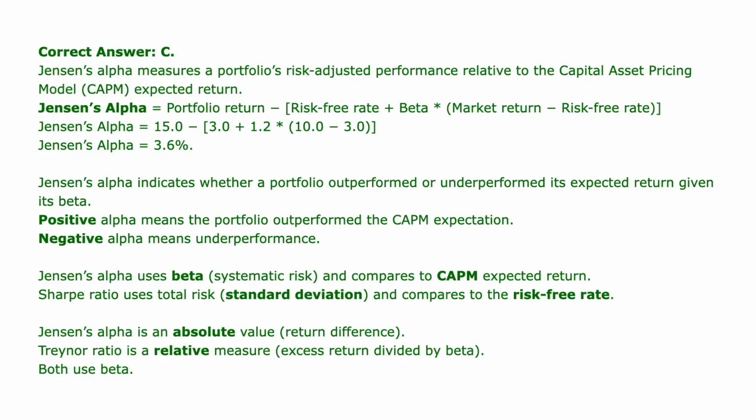Jensen's alpha equals portfolio return minus [RF plus beta times (RM minus RF)] equals 3.6%. Jensen's alpha measures outperformance relative to CAPM benchmark. Positive alpha, 3.6%, means portfolio beat its required return, given its systematic risk, beta 1.2.